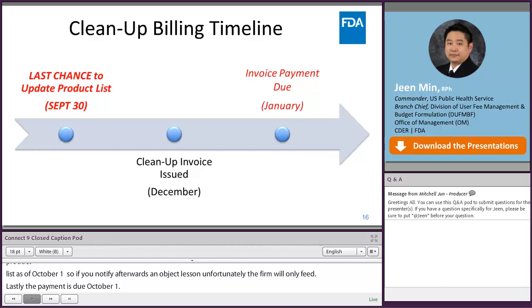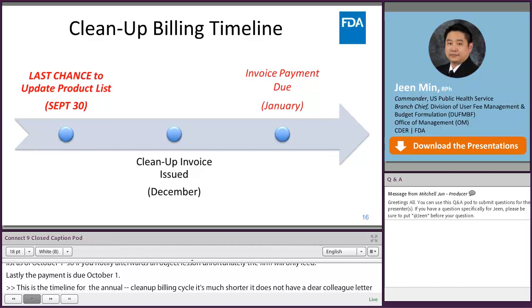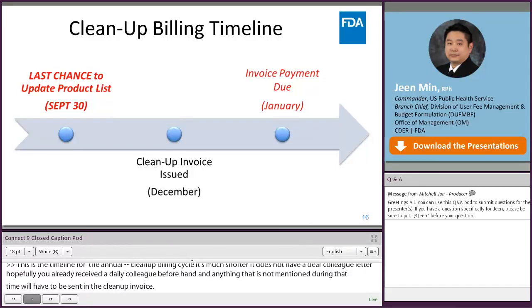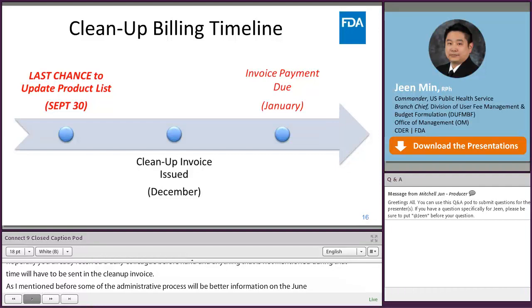As I mentioned before, because of the administrative process, we base our information off of June data. That means between July 1st and October 1st, there might be some data that's missing. For example, if you got a new product approved in September, of course you wouldn't receive it in the August invoice because we've already sent it out. So we have to send out another invoice, which we call the cleanup invoice, and that is usually issued in mid-December. And we usually give you a 30-day time clock in order to pay, so it would usually be due in mid-January.